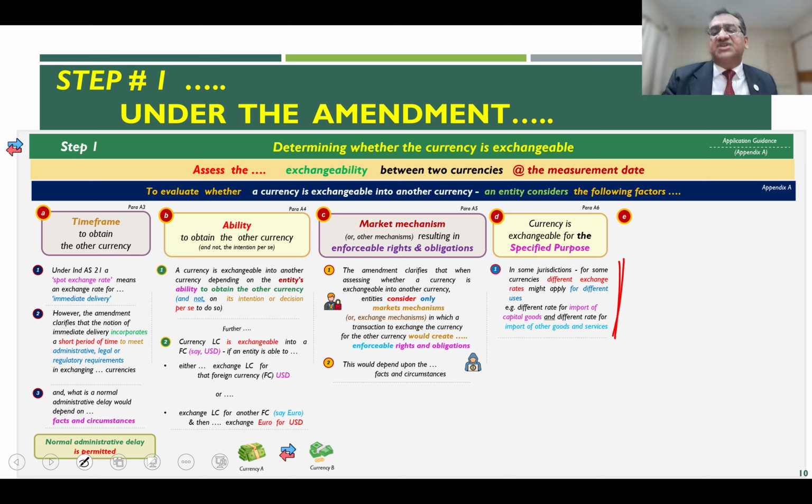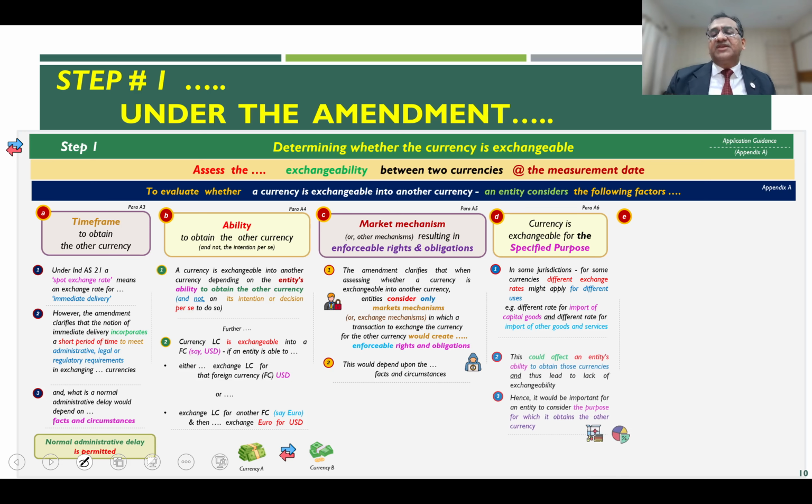So in some jurisdictions, some currencies have different exchange rates that might apply for different uses. For example, different rates for import of capital goods versus import of other goods and services, not the capital goods. Medical supplies versus any other import. Different rates might apply in a particular currency, in a particular country, if those regulations do allow.